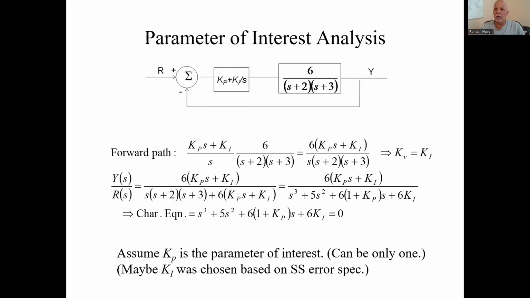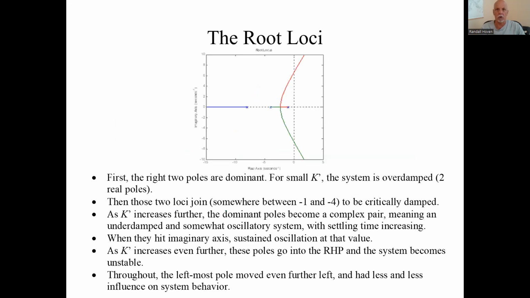I'll save this parameter of interest analysis for the next video. So that's what root locus is. It's a graph that looks something like this. Where are the closed loop poles as you change some gain, or some gain goes from 0 to infinity? And we're also going to learn how to do this by hand. That's an introduction to root locus.